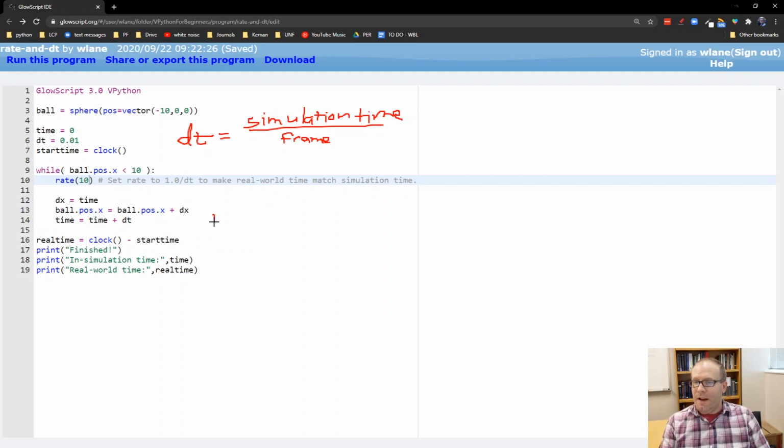On the other hand, the value inside the rate tells me the number of frames per second in the real world. So this is frames per real time.